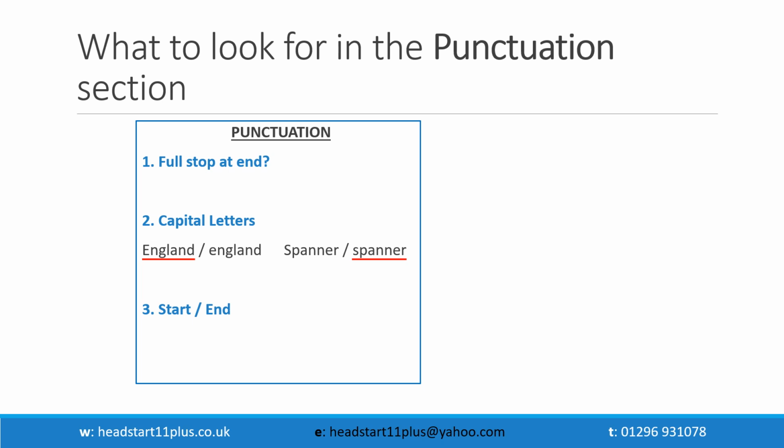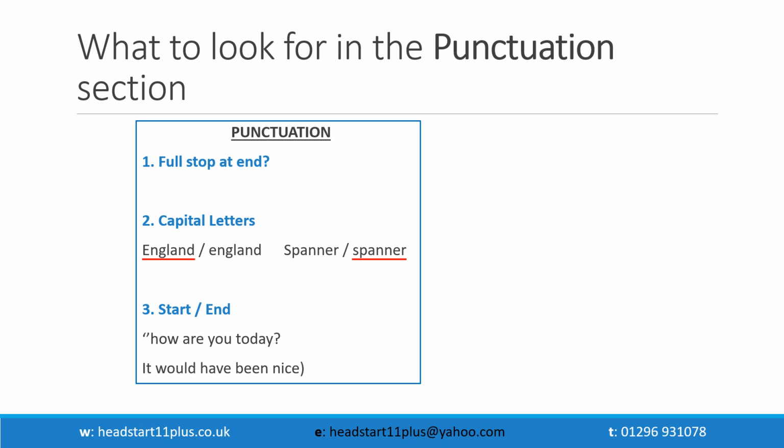It's called start end, and I'll elaborate a little bit more on this. One thing they love to do on the GL assessment for the 11 plus is they will start with quotation marks, but they won't finish with quotation marks. Or they'll finish with brackets, but they won't start with brackets. Or they'll start with a comma, but they don't finish with a comma. So this is something to be aware of, especially when you're reading it. Just double check that they have got brackets at the start and the end, and quotation marks at the start and the end.